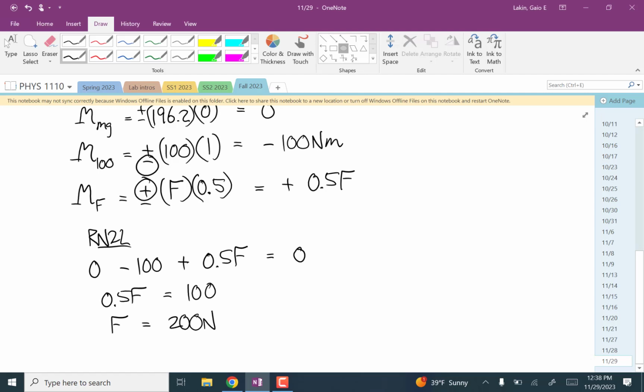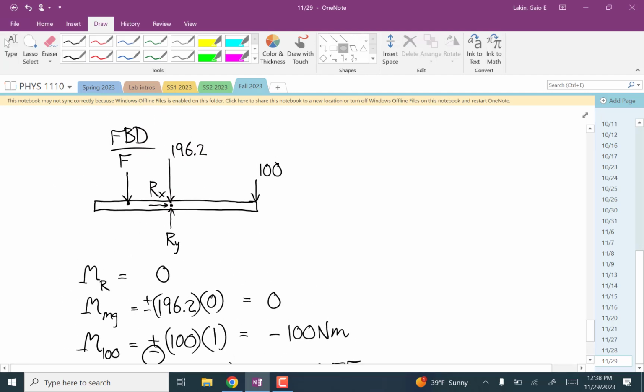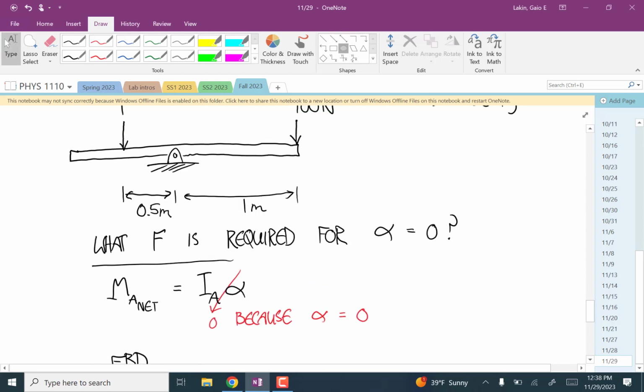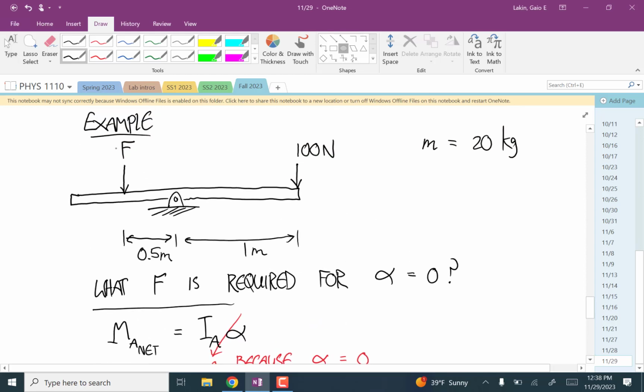Any questions about that? Which probably sort of makes sense to you. Basically, it's a teeter-totter where you have someone with twice as much weight as the other person. It kind of makes sense that that person would have to be half as far from the center, but we just calculated it.